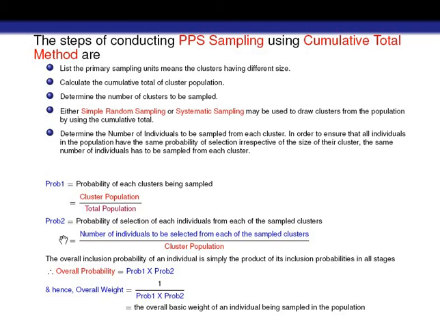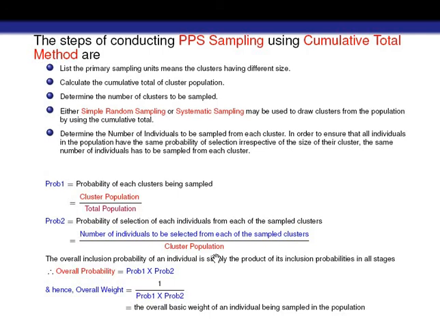Okay, and what does this probability say? This probability says what is the probability of each of the individuals being sampled in our secondary stage unit. This will be calculated by this formula: number of individuals to be selected from each of the sample clusters divided by cluster population. Since we know that the number of individuals to be selected from each of the sample clusters is the same, the numerator of this formula is going to be the same for each of the selected clusters, while the cluster population is going to vary from cluster to cluster.